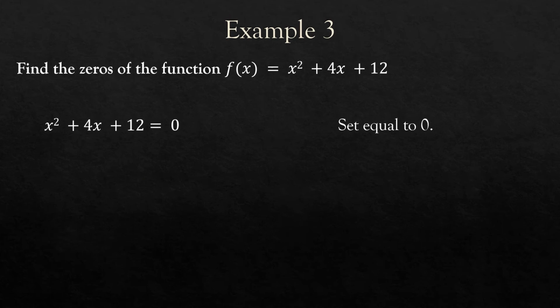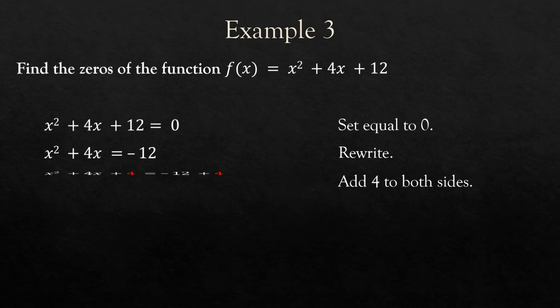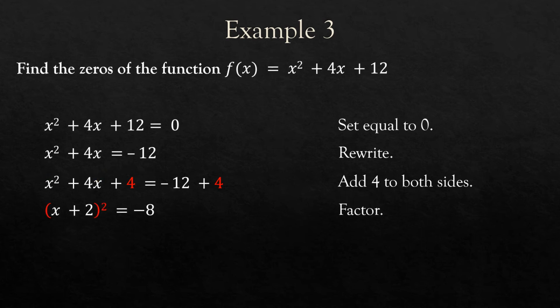So we'll do the exact same thing by setting this equal to 0. Then we'll rewrite it by moving the 12 over to the right-hand side. Next, we'll add 4 to both sides, once again making a perfect square trinomial on the right-hand side of the equation. Next, we'll factor it, and we'll get the quantity x plus 2 squared is equal to negative 8.